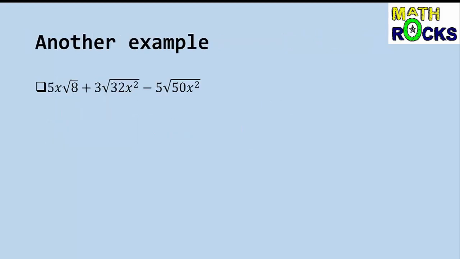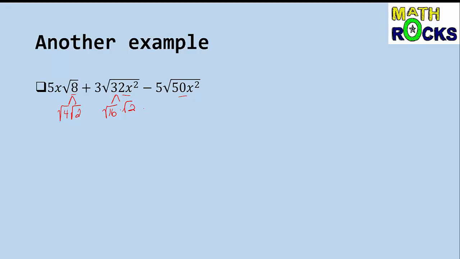Let's do another example. In this case, I'm definitely going to focus in on simplifying the radicals first, because they're definitely not identical, although they look similar. I'm going to start with 8. 8 I know can be the square root of 4 times the square root of 2. 32 can be the square root of 16 times the square root of 2.